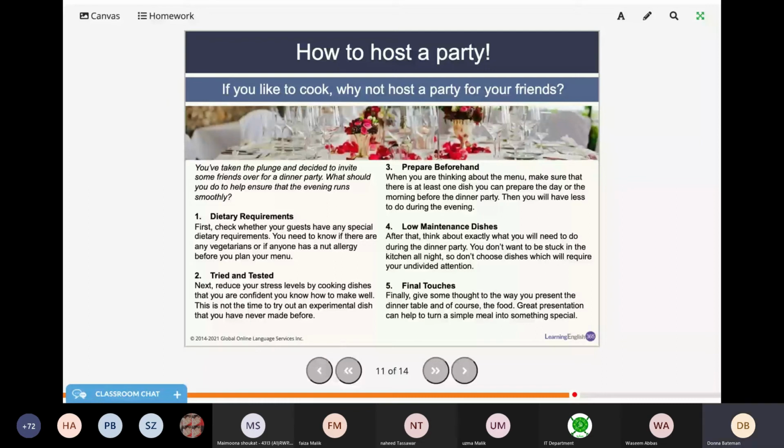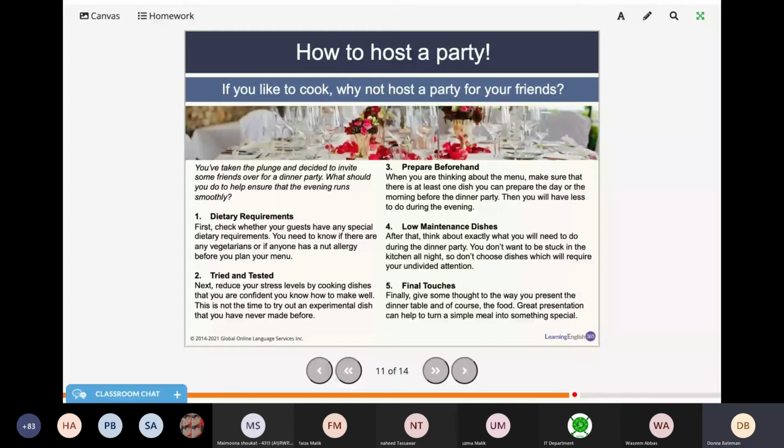Number 3, prepare beforehand. When you are thinking about the menu, make sure that there is at least one dish you can prepare the day or the morning before the dinner party. Then you will have less to do during the evening.